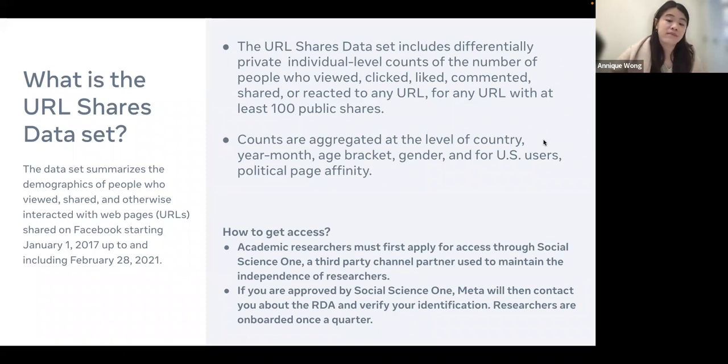And then the last exciting plug about URL shares is that for this specific data set, we have something called First Friday. And it's a community event we host for our URL shares researchers. Researchers and Meta engineers who work on the data set attend this call. And it's a place for true independent discourse and collaboration where researchers present their ongoing and published work and provide feedback to our research scientists who directly create the data set.